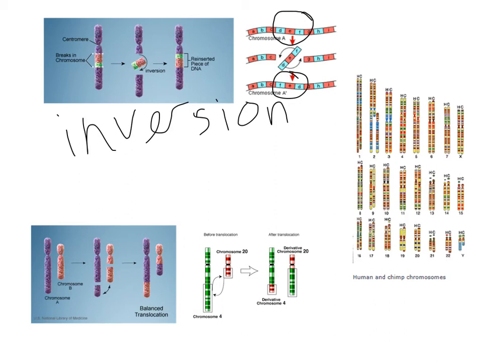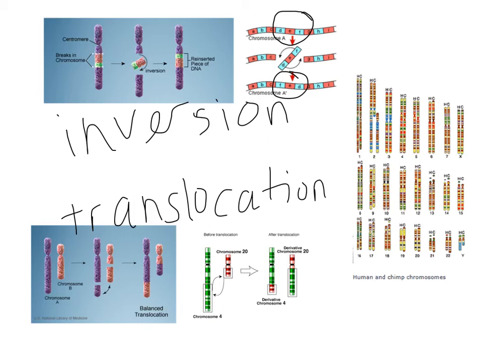You can also have a translocation. Remember, a translocation is when a piece of one chromosome is translocated to another chromosome. You can see easily with the color how they have switched. They have taken non-homologous chromosomes here and switched portions of the non-homologous chromosomes.